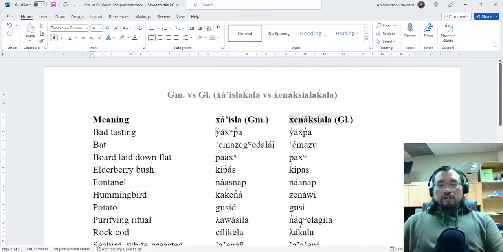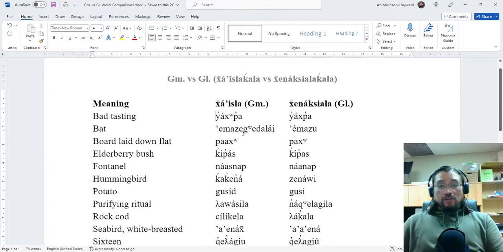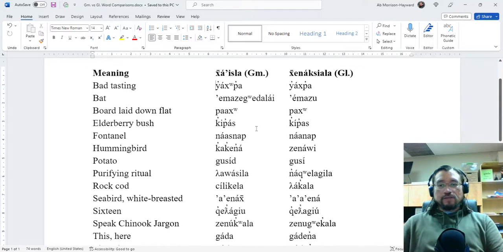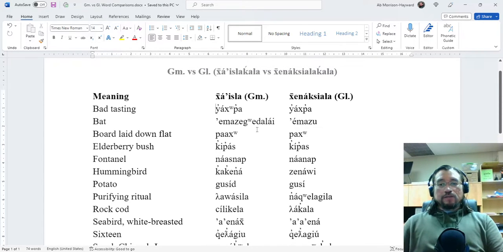So in the Lincoln and Rath dictionary, if there's nothing after it, we can assume that it's a gitlope word, but it can be used in both dialects. But there are some words that are different in the two dialects. So this is a list that I've made of those differences that I have found in the Lincoln and Rath dictionary. So this first one is defined as bad tasting.